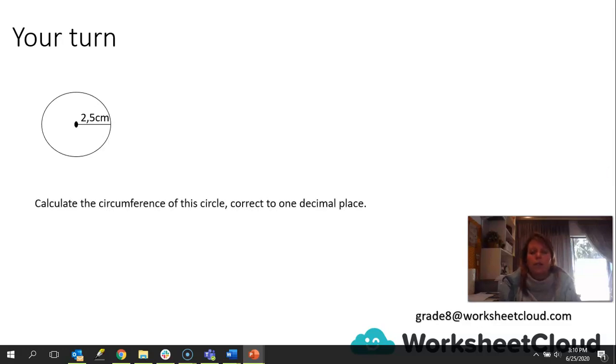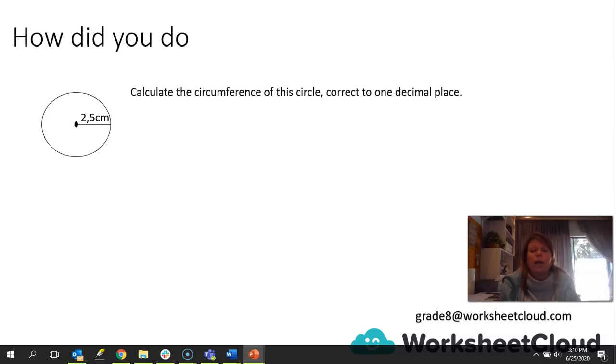Right, let's see how you did. You had to work out the circumference of the circle correct to 1 decimal place. Remember our formula, circumference is equal to 2 pi r. So 2 times 3,14 times 2,5, because our 2,5 is given to us, but the constant is pi, and that's 3,14. Right, multiply it out. You're going to get 6,28 times 2,5 centimeters.